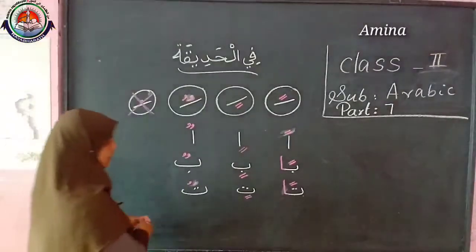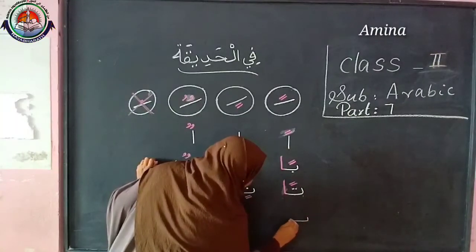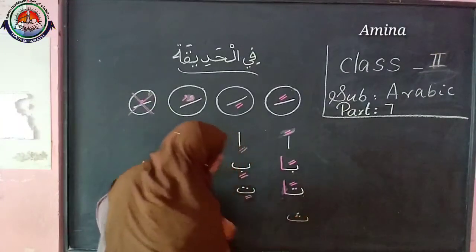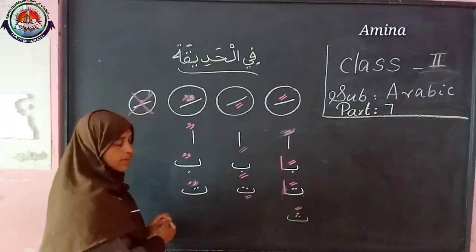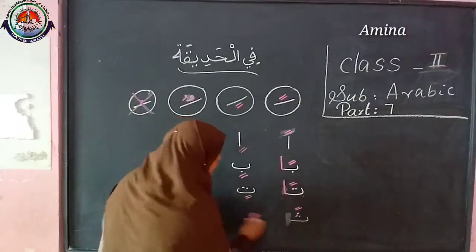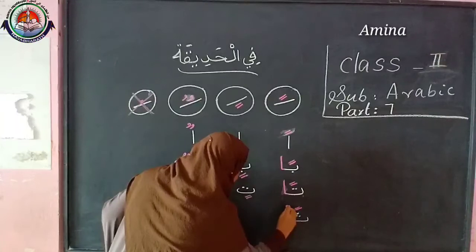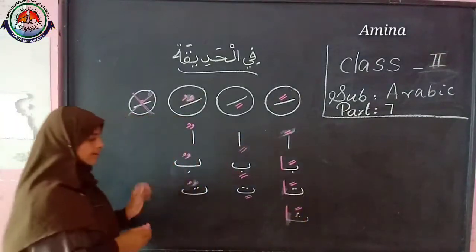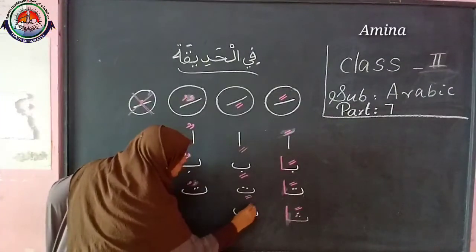Ba, ta. Then sa also like that. But if you look at the board now, it says sa. If I put double fatha, we will get the sound of sen. But I have to add one alif also there. Then it will be sen.